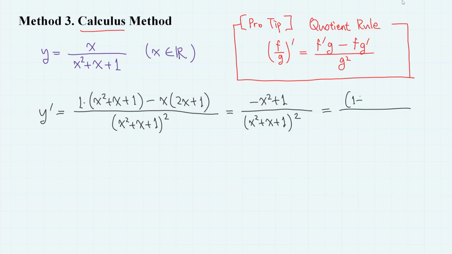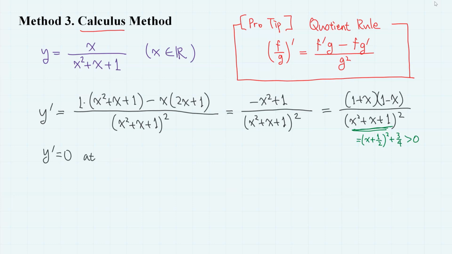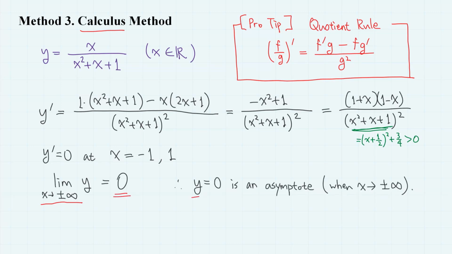So we have 1 plus x, 1 minus x divided by x squared plus x plus 1 squared. Notice that the denominator is always positive and never becomes 0 because this part is always positive. And we can notice that the derivative becomes 0 at x equals negative 1 and 1. Moreover, you can notice that limits of y as x approaches either positive infinity or negative infinity are both 0, meaning that y equals 0 is an asymptote as x approaches either positive infinity or negative infinity.